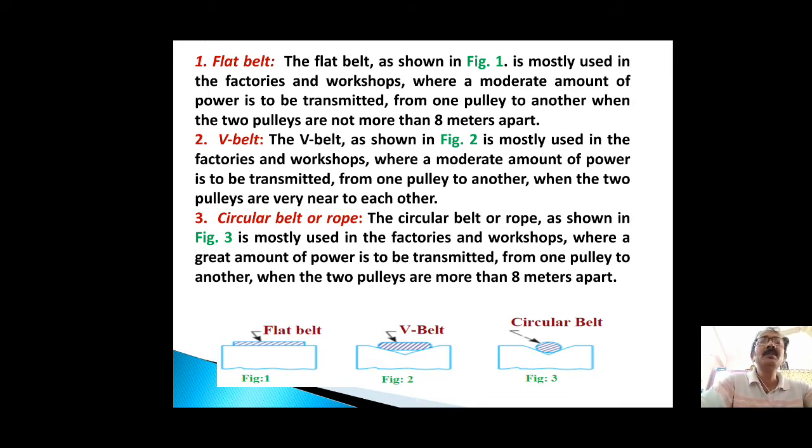In the case of the circular belt or rope, rope is also called the circular belt. The circular belt or rope, as shown in figure 3, is mostly used in factories and workshops where a great amount of power is to be transmitted from one pulley to another when the 2 pulleys are more than 8 meters apart.